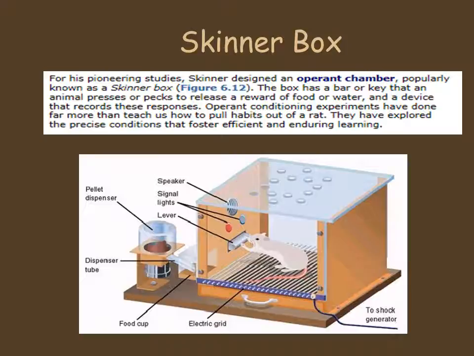Operant conditioning experiments have done far more to teach us how to pull habits out of a rat. They have explored the precise conditions that foster efficient and enduring learning. So what would happen is every time the little mouse would hit that lever, a pellet would come down. Soon, it knew to hit the lever, and then pellets would come down.